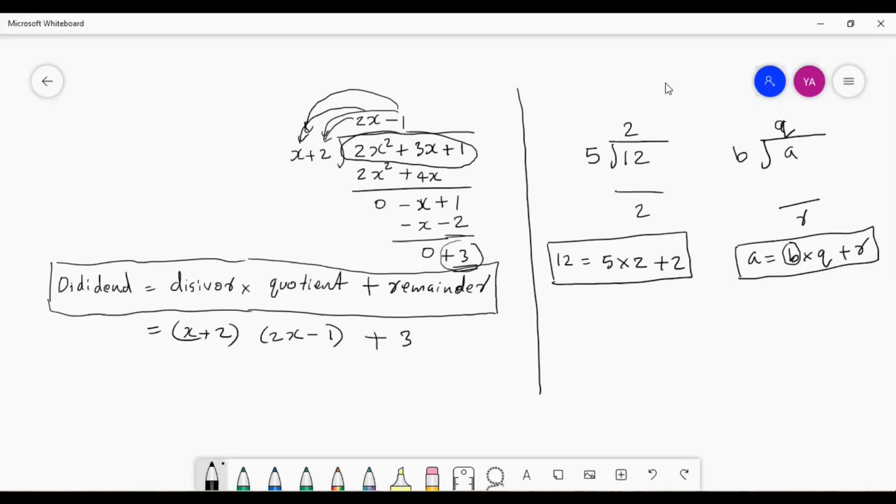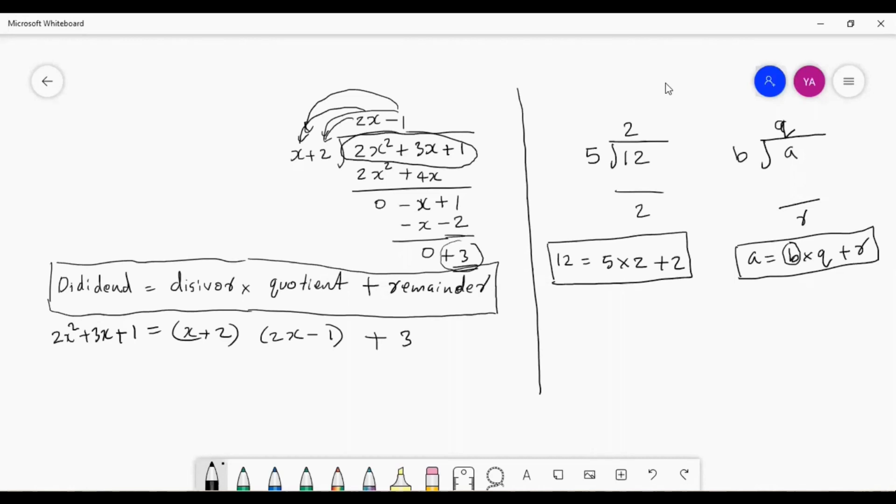And here we cannot represent polynomials with alphabets. So how do we give names? We give names to polynomials as p of x, q of x, g of x, r of x. In this example I have written here, the dividend is 2x square plus 3x plus 1. So dividend is equal to divisor, which is x plus 2, into quotient, which is 2x minus 1, then plus 3. So plus 3 is the remainder.